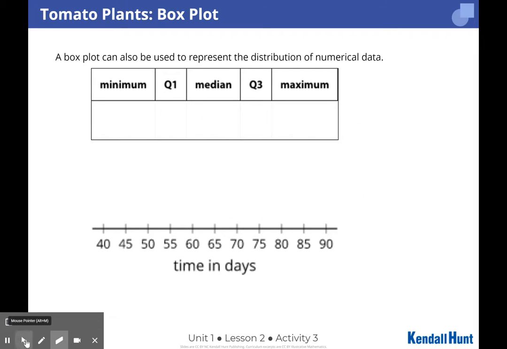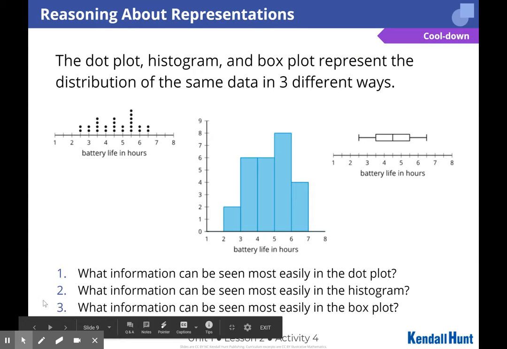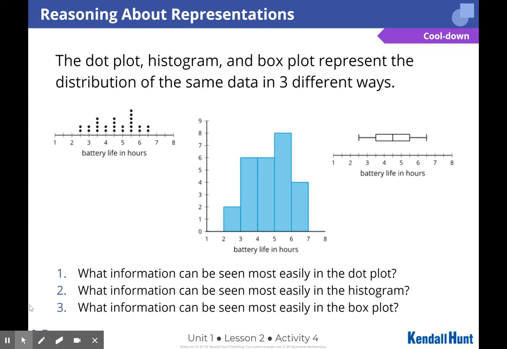So let's wipe that clean and we'll compare the three. So what information can be seen easiest in a dot plot, histogram, and a box plot? So for these, what can be seen in a dot plot? So the dot plot shows the actual values, the shape of the distribution, and the most common values are things that you can easily see in a dot plot. So remember, a dot plot is up here. So here's our dot plot, in case you need that labeled.